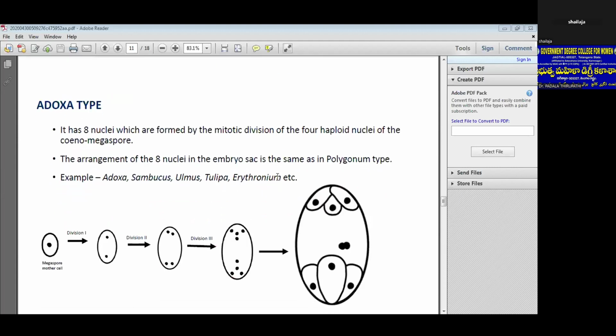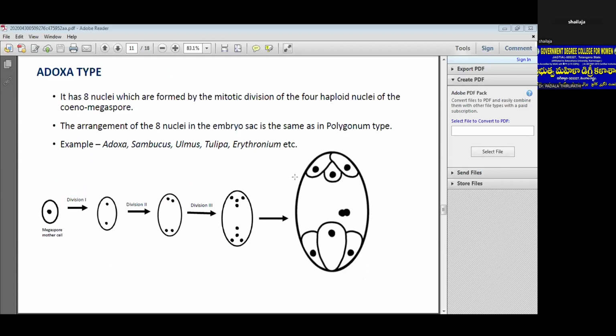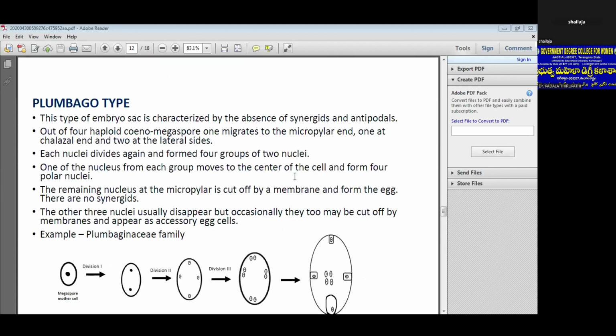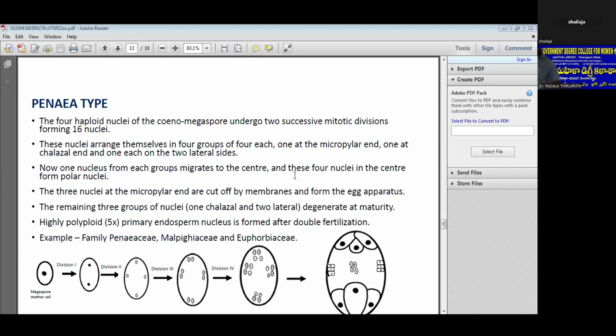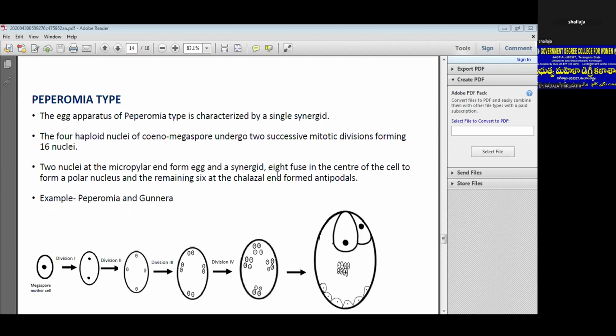Okay, first one is the peperomia type. Okay, see here, peperomia type. The 4 haploid nuclei of coenomegaspore undergo 2 successive mitotic divisions. So the egg apparatus of peperomia type is characterized by a single synergid.